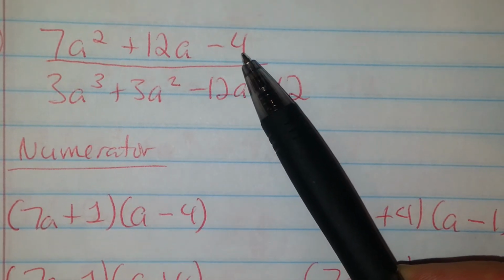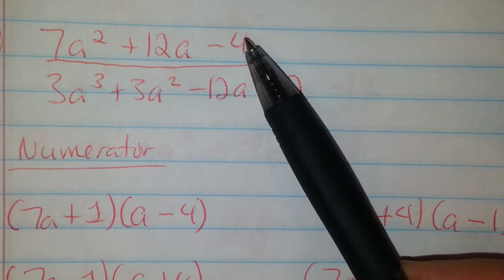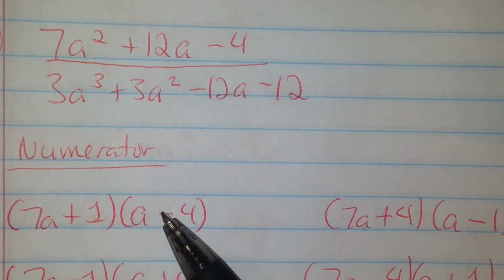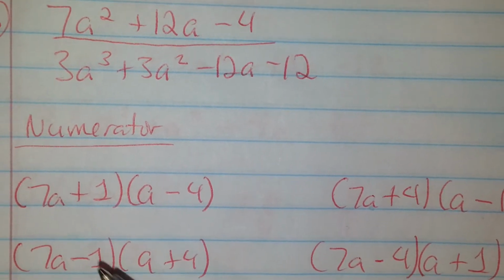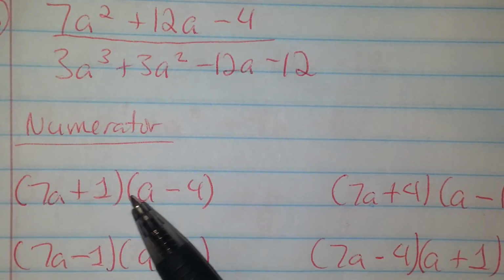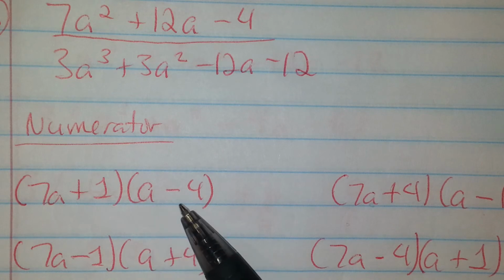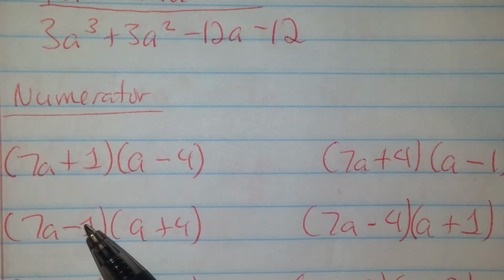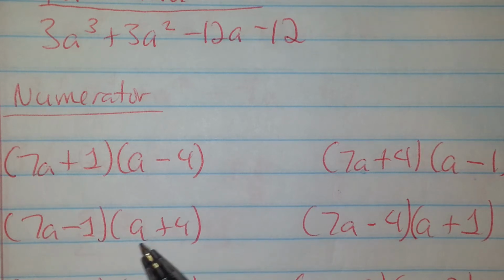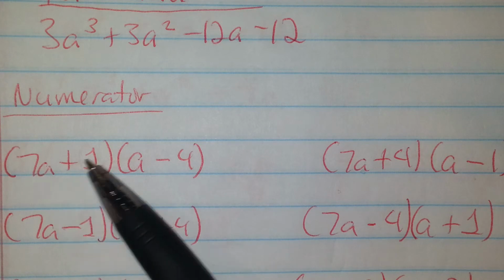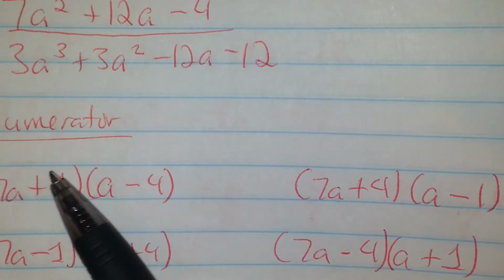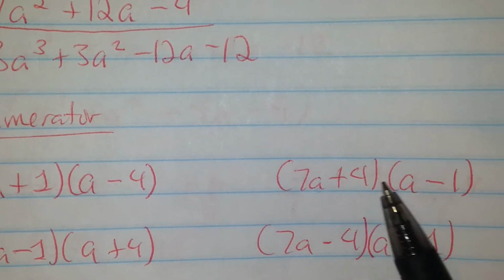But there are a couple of ways to get 4: 1 times 4 or 2 times 2. And I can also have the plus here or the minus here, or switch it. So I've got 7a plus 1 times a minus 4. Then down here I've got 7a minus 1 times a plus 4. It matters which one, because this is going to be positive 28 and this is negative 28. Over here, I kept the plus minus the same, but I swapped the 4 and the 1.